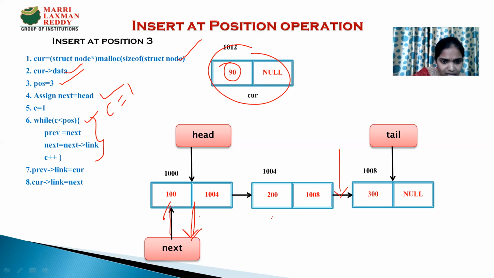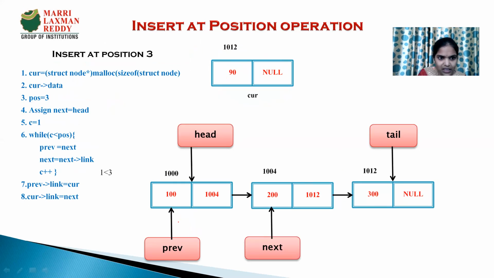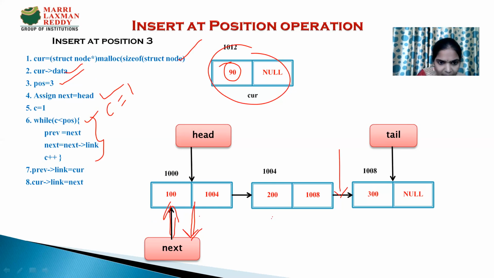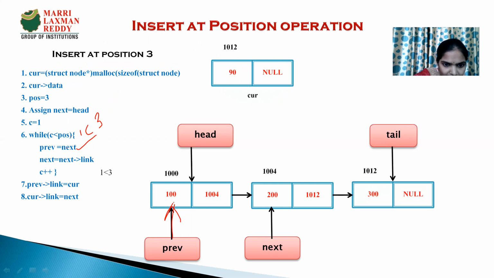Initially, I'm making the first node the next node. Then I'm checking the condition: 1 less than 3. It is true. So I'm entering into this while loop. Now I'm making this next node the previous node. Initially the first node was the next node. Now, by the step previous equals next, I'm making this first node the previous node, and I'm moving the next node to the second node. That is next equals next link. Now I'm incrementing the count. Now the count value becomes 2.